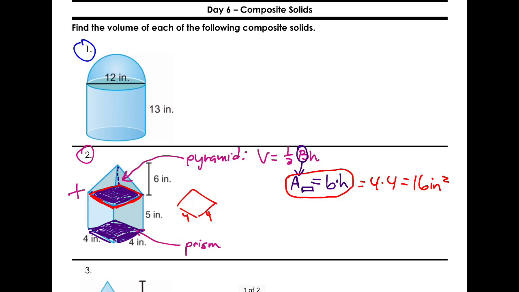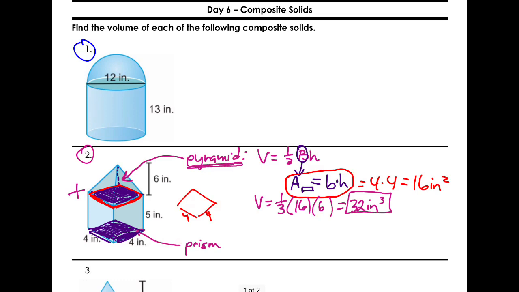So the volume for our pyramid is 1/3, then our big B, which we just found to be 16, times the height of that pyramid, which is 6. If we calculate that, we should get 32. Remember, this is volume now, so it's inches cubed. 32 inches cubed. That is the volume just for the pyramid.